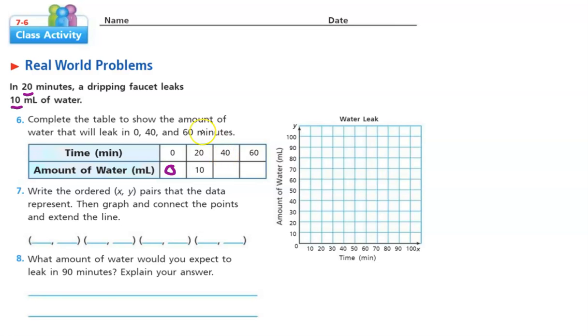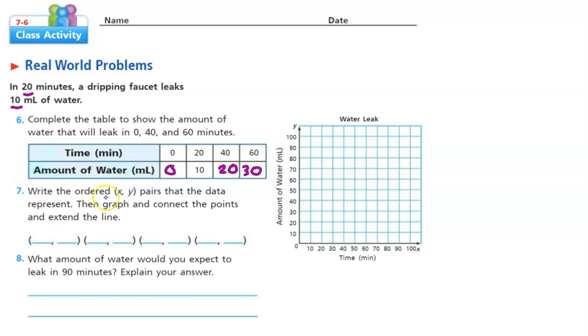But then for 40, what we have to figure out here is for every 20 minutes, there's a 10 milliliter leak. So I have 2 groups of 20 here. So that should be 2 groups of 10. So that's going to be 20. And then over here for 60, I have 3 groups of 20. So that should be 3 groups of 10. So that's going to be 30. Another way you could look at it is, okay, what's half of 20? That's 10. What's half of 40? That's 20. What's half of 60? That's 30. That would also help you out there, okay?